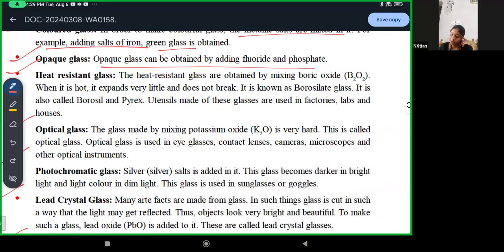Mama, I have a question. What is the use of opaque glass? Glass is supposed to be transparent. That's completely defying its purpose.